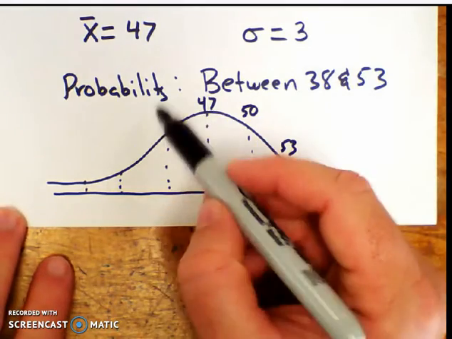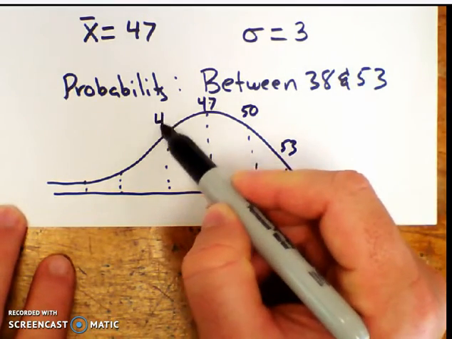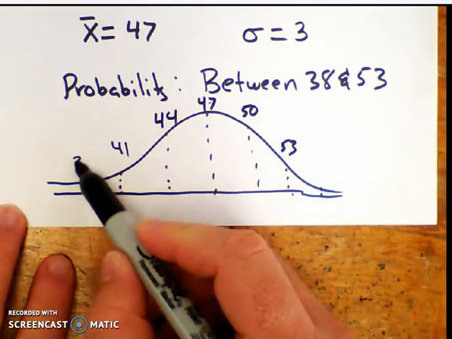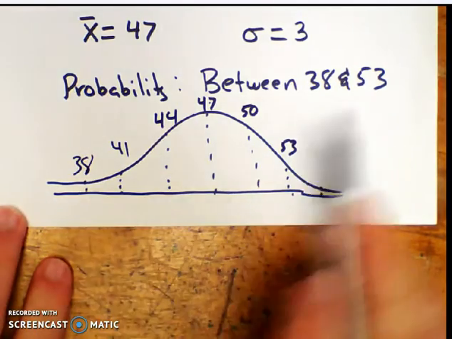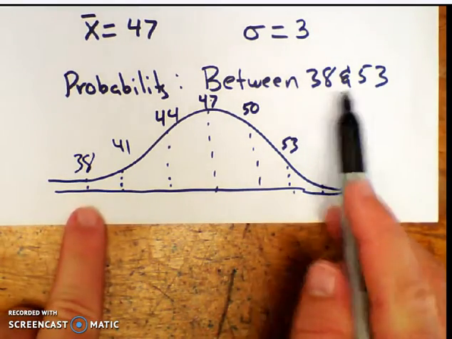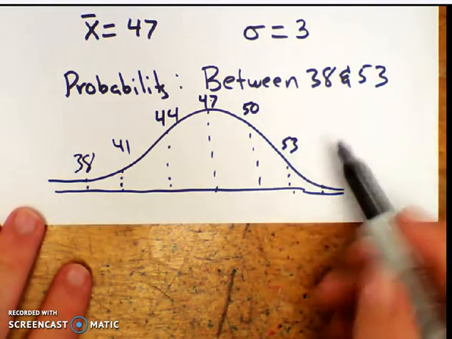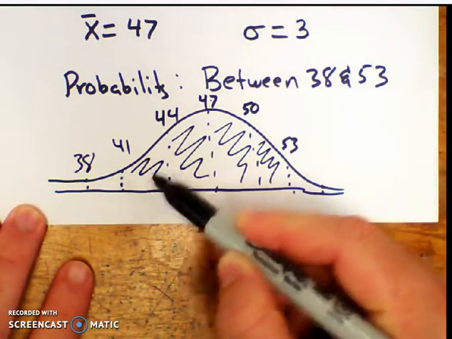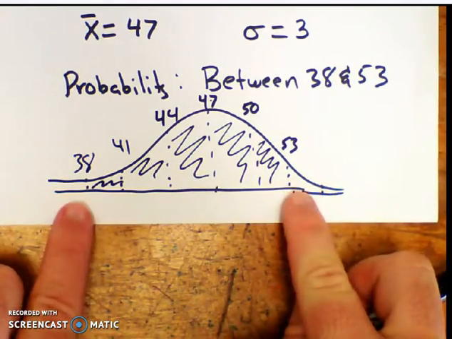Go the other direction, subtract 3, you get 44. Subtract 3 again, you get 41. Subtract 3 again, you get 38. 38 also falls perfectly on the deviation. So you want to find all of the percentages that fall in each of these sections between those two values.